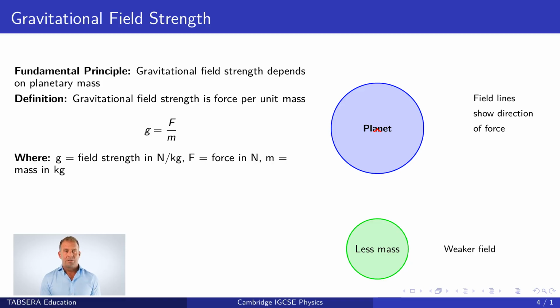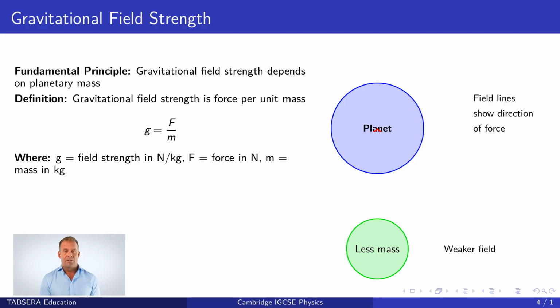Let's explore our first core concept. The fundamental principle states that gravitational field strength depends on planetary mass. This means planets with more mass create stronger gravitational fields. The definition is, gravitational field strength equals force per unit mass. Mathematically, we express this as g equals F divided by m, where g represents gravitational field strength measured in newtons per kilogram, F represents gravitational force measured in newtons, and m represents mass measured in kilograms.